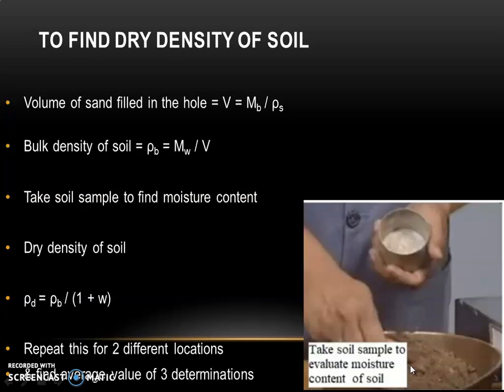After that, we need to take out some soil sample to determine its moisture content. So, dry density of soil rho d will be equal to bulk density rho B divided by 1 plus W, that is the moisture content which we determined for the soil sample. So this procedure is to be repeated for 2 different locations and average value of 3 determinations has to be noted down.